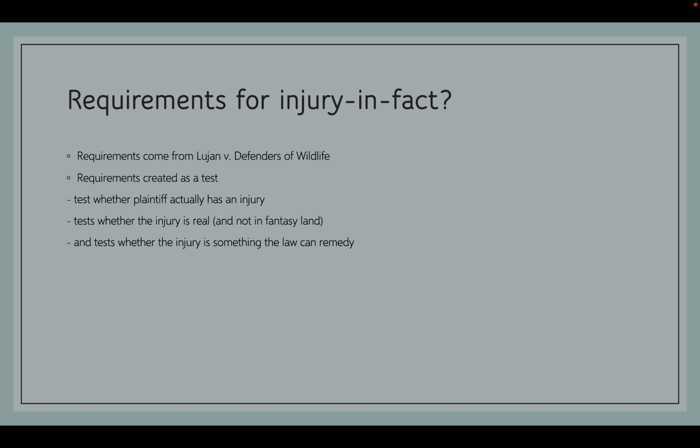All right, so the requirements come from Lujan v. Defenders of Wildlife. These requirements are created from a sort of test, and the test has three requirements, as you can call them. The test is that the injury itself must be an actual injury. It can't just be something fake. The injury must also be real. It can't be based in fantasy land. And the injury itself also must be something that the law can remedy, something the law can provide some kind of compensation for, if that makes any sense.